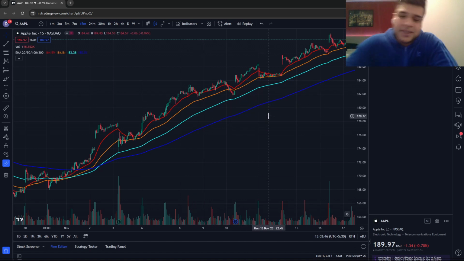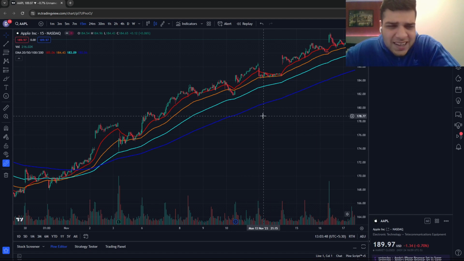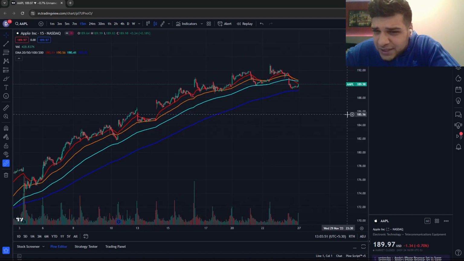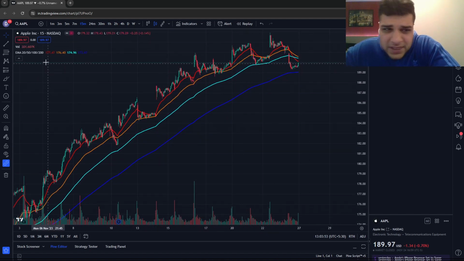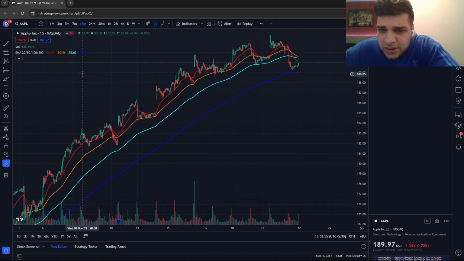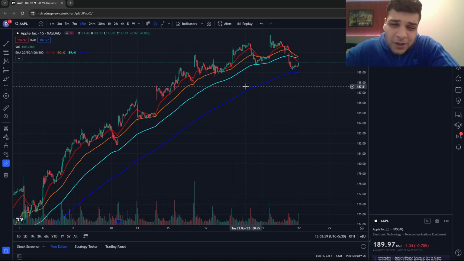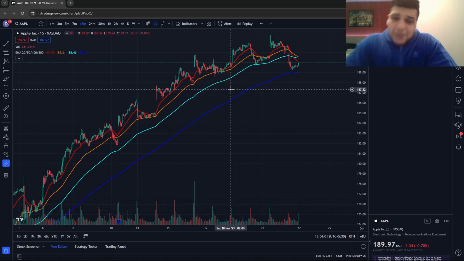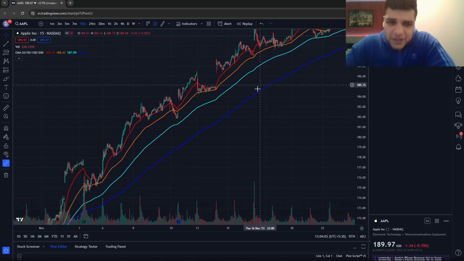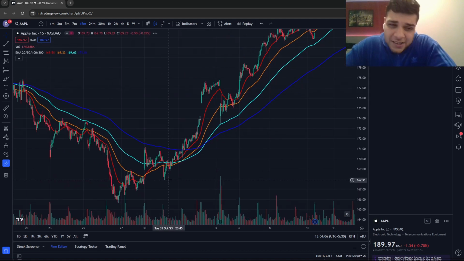Now, what an EMA really is, if you want to understand the basis of it, it's basically, the 20 EMA is approximately an average of the last 20 candles of whatever time frame you're looking at. Same with the 50, average of the last 50 candles, 100, 200, and so on. That's the basis of the indicator.